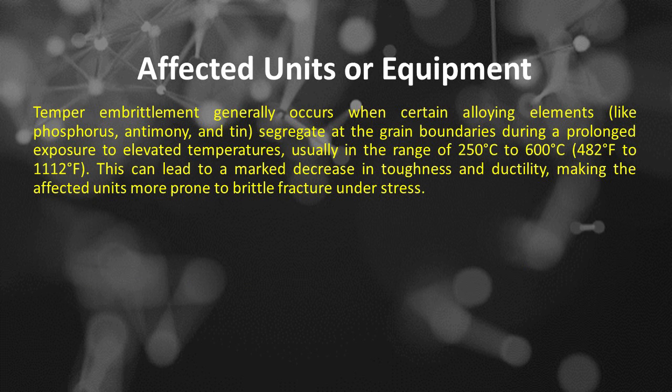Temper embrittlement generally occurs when certain alloying elements, like phosphorus, antimony, and tin, segregate at the grain boundaries during prolonged exposure to elevated temperatures, usually in the range of 250 degrees Celsius to 600 degrees Celsius, 482 degrees Fahrenheit to 1112 degrees Fahrenheit. This can lead to a marked decrease in toughness and ductility, making the affected units more prone to brittle fracture under stress.